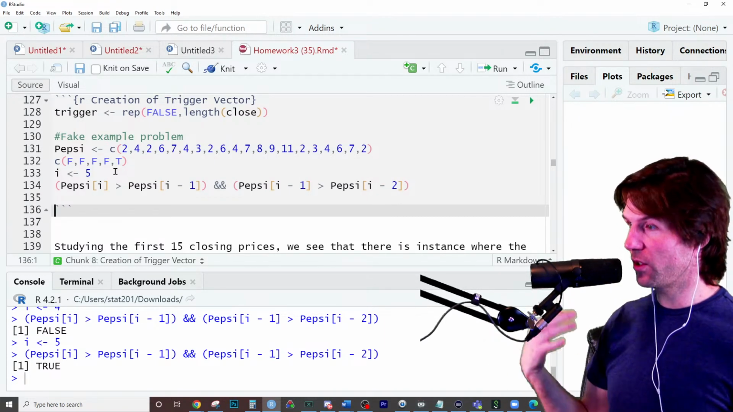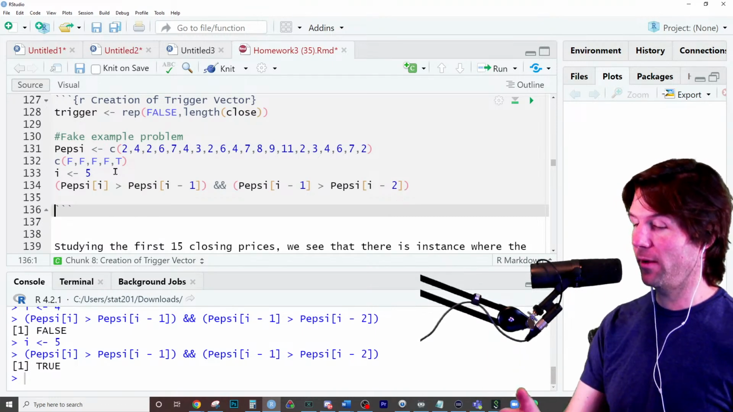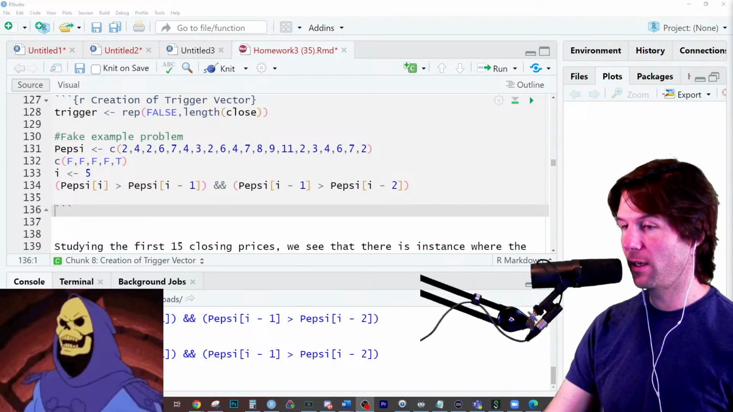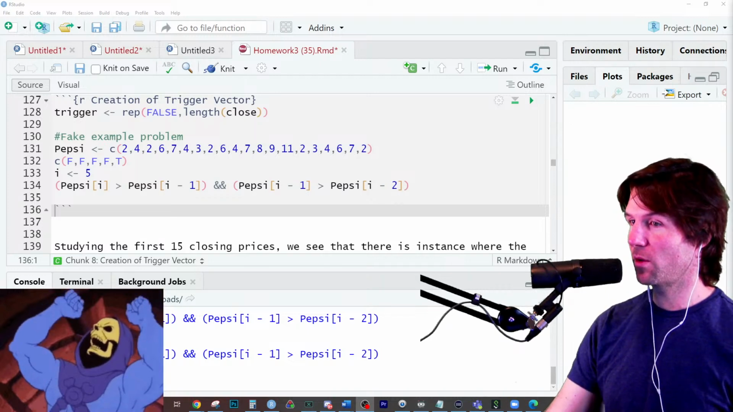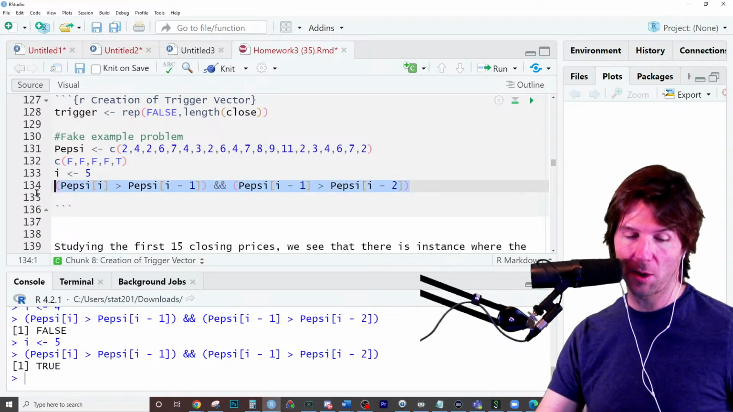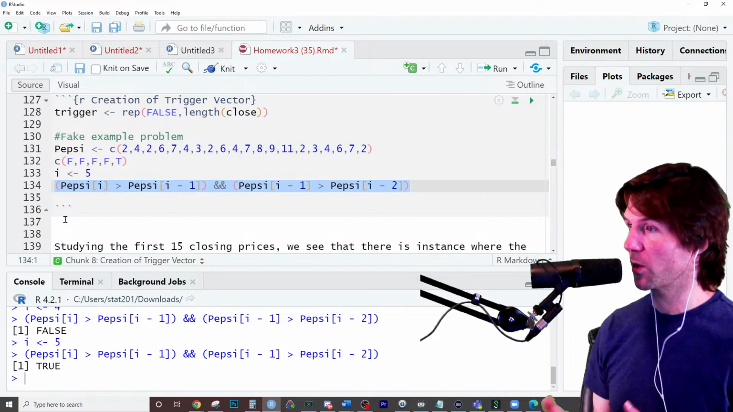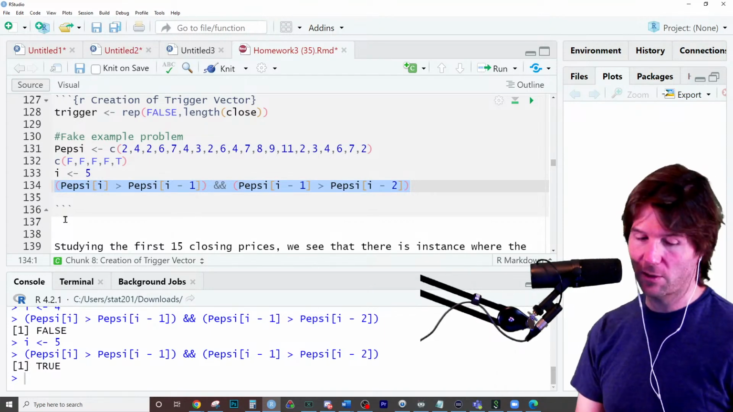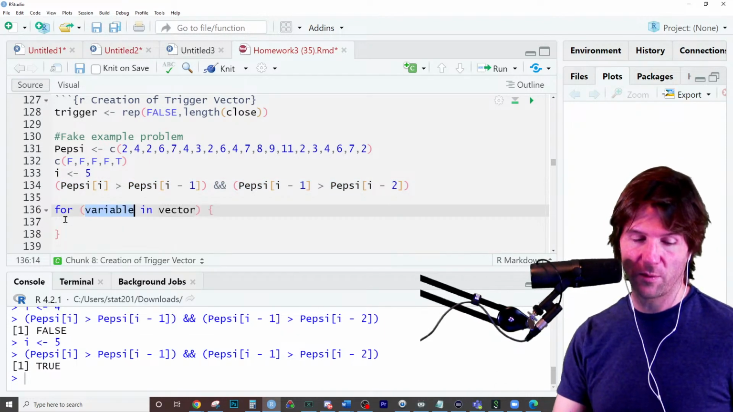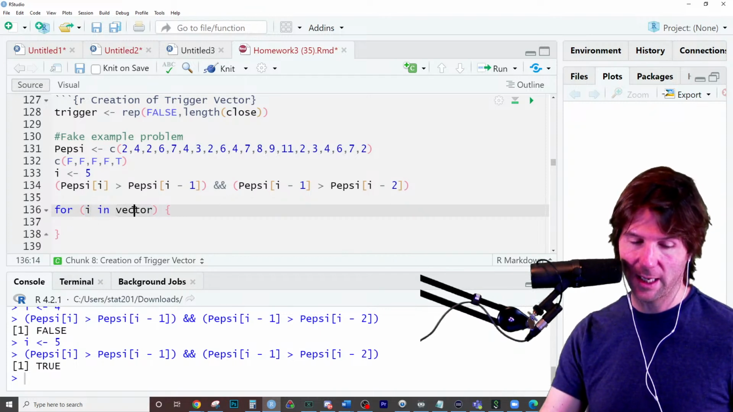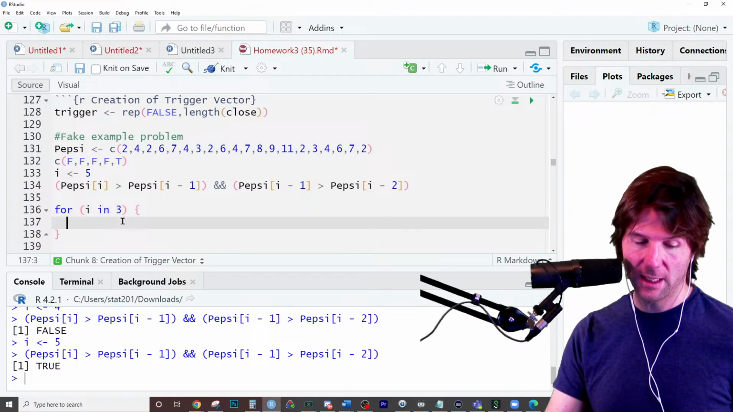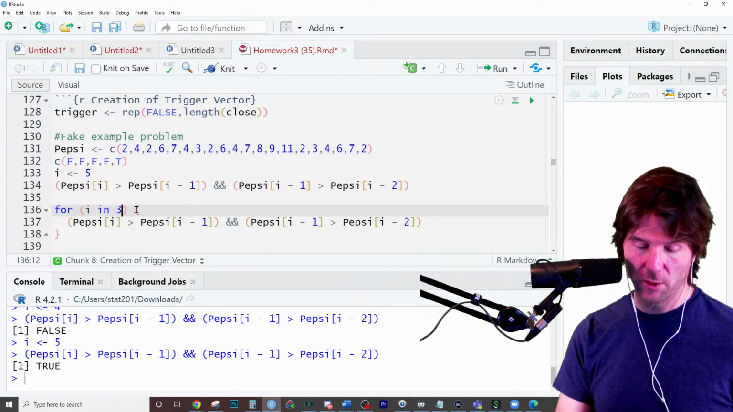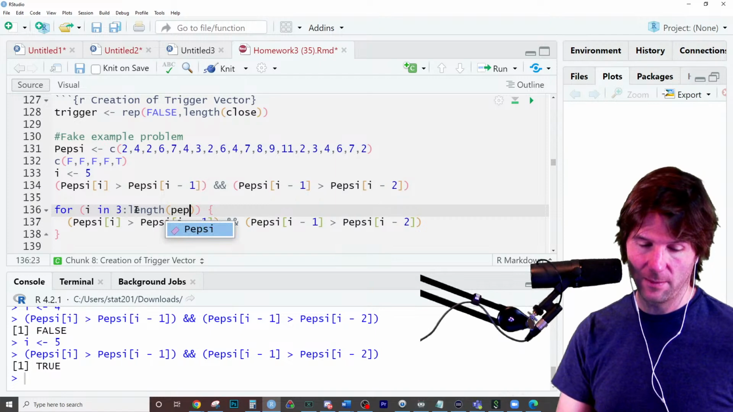So this is just the getting it to work, right? Now I've created my skeleton. So now that we have a skeleton, we have to think about how to put this into a loop. We've confirmed it works by changing i. Now we just have to figure out what i is. So we have to go here for i. And remember, I started i at 3. The way I wrote mine is i starts at 3, and i will go through the length of Pepsi.